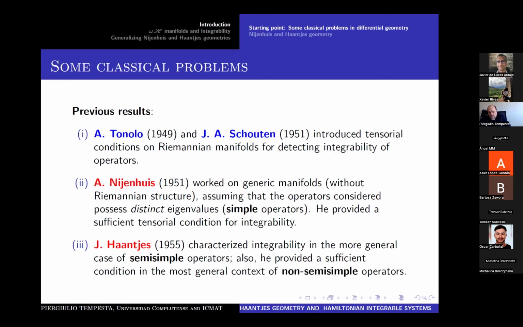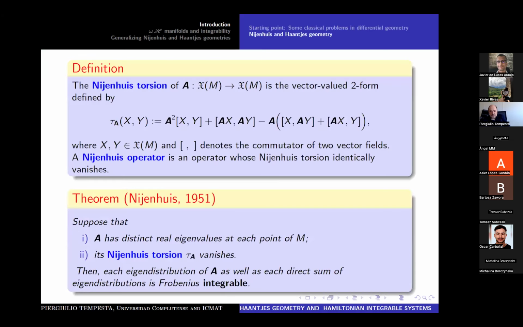Actually, he was able to provide a first answer, assuming that the operators considered possess distinct eigenvalues. In the standard parlance, they are called simple operators. A simple operator is an operator possessing distinct eigenvalues. He provided a sufficient tensorial criterion for integrability for simple operators. And then the next step was due to Haantjes, who in 55 characterized integrability for semi-simple operators, where characterized means that he gave a necessary and sufficient condition for integrability of an operator in the case of semi-simple operators. A semi-simple operator is essentially an operator that possesses a basis of eigenvectors, okay? He also provided a sufficient, just sufficient, not necessary, condition when an operator is generic, meaning non-semi-simple. Then this is essentially the picture till recently.